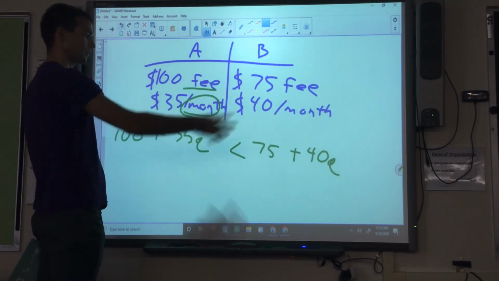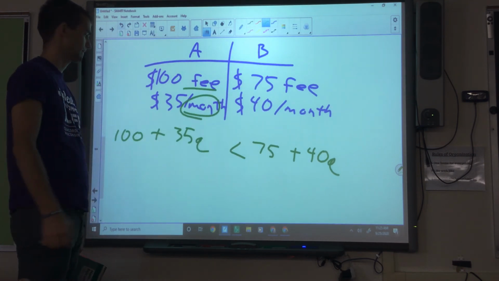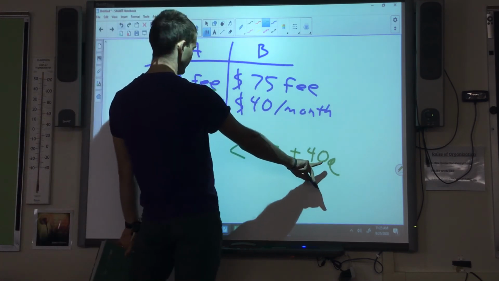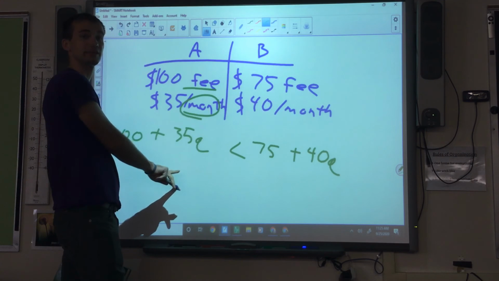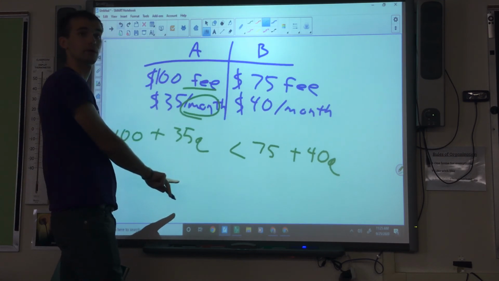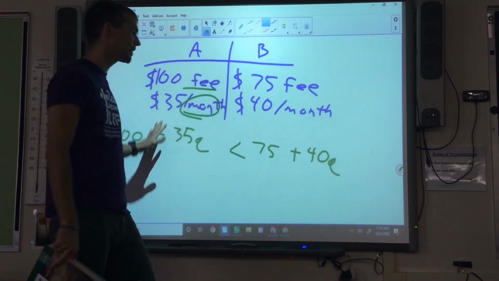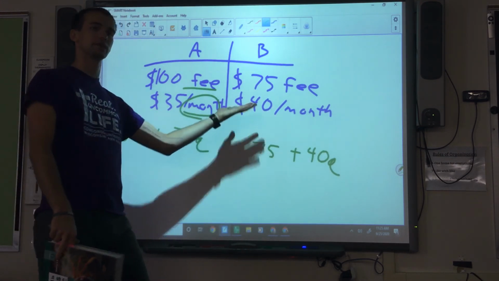75 plus 40Q, and then you just solve it. Which side do I want the variables on? Left? If I subtract 40Q off this side, then I'm gonna end up with a negative variable. Do I want negative variables? No, because yes, I want the variable on the left side at the end, but if I have my variable on the right-hand side, I can always just flip it back and flip everything, including the sign.